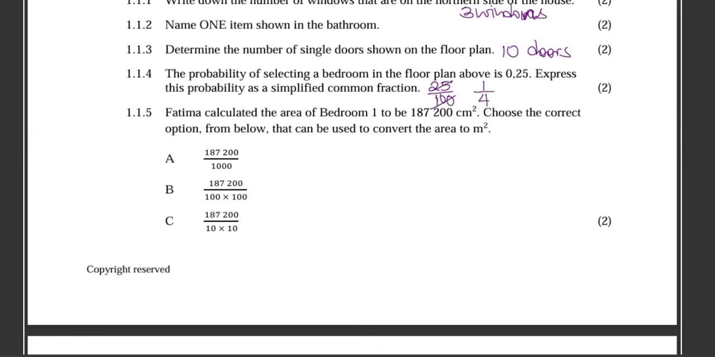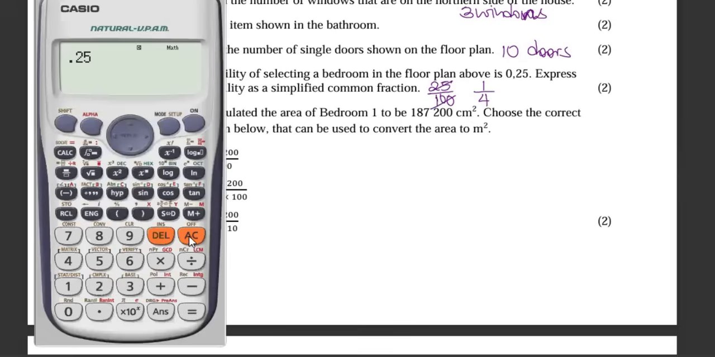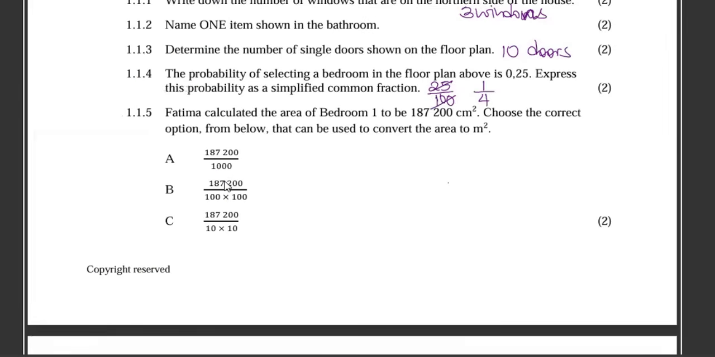If you don't know what to do, please come pick your calculator. Click on your calculator there. You press 0.25 and you press equals. It will give you the answer as 1/4. This is what we want. 2 marks. Okay. Then let's continue.